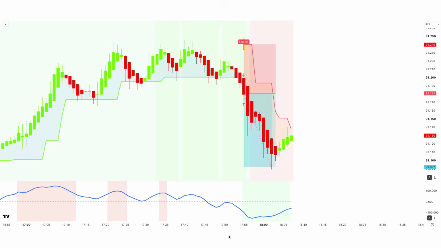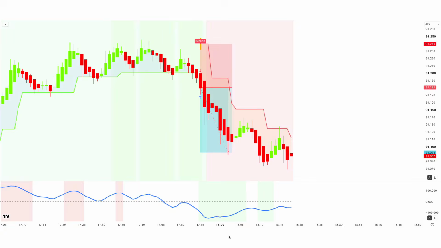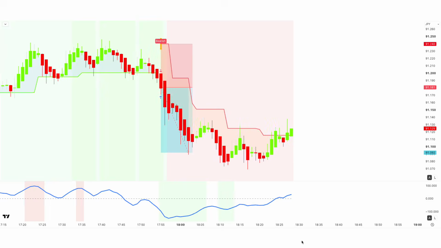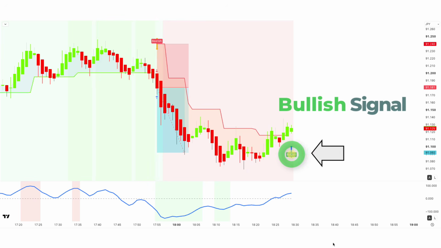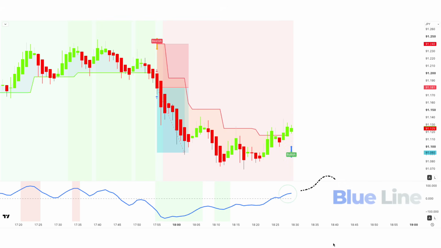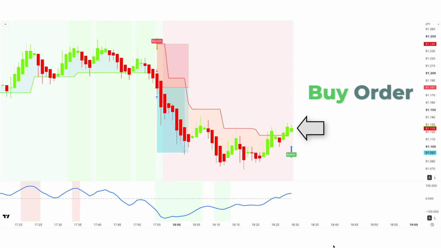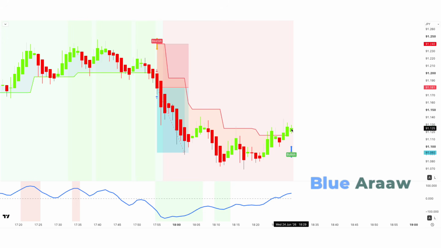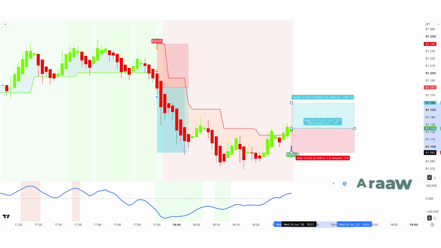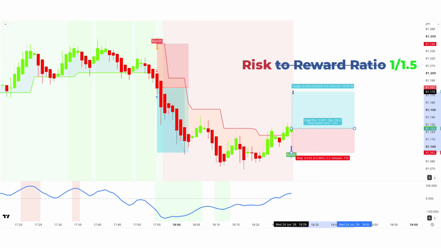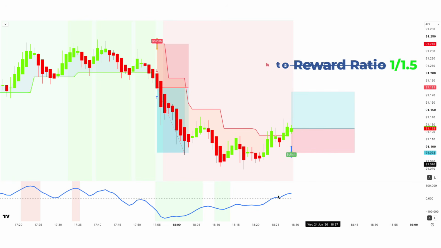Let us now understand the long position. When the Domination PRO arrow points up, this indicator gives a bullish signal. The blue line of Noro's Wave Trend Oscillator V1.0 should be above the 0 line. When the market forms a bullish candle and this condition is fulfilled, then we will place a buy order. Our stop loss is to be placed at the blue arrow. And the risk to reward ratio will be 1:1.5.